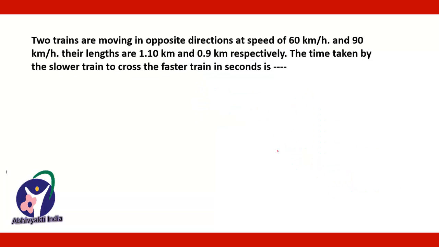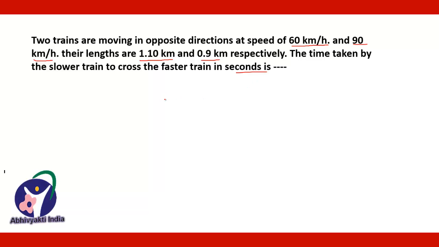Here is another question: two trains are moving in opposite directions at speeds of 60 km per hour and 90 km per hour. Their lengths are 1.10 km and 0.9 km respectively. The time taken by the slower train to cross the faster train in seconds is.